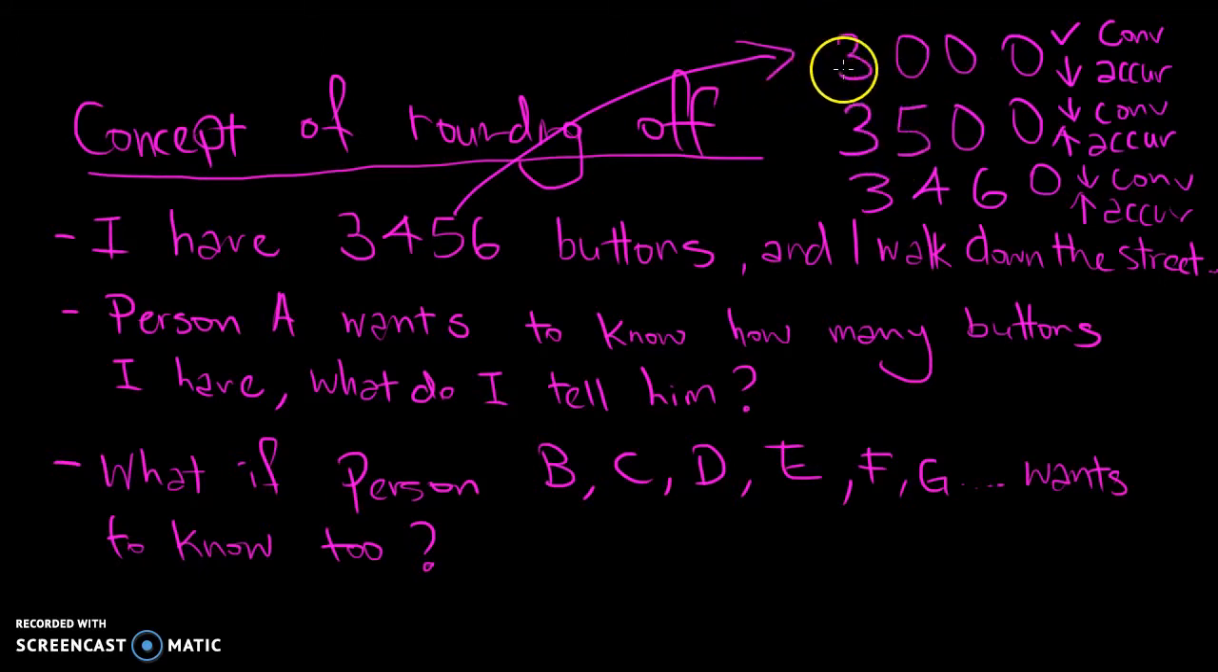Just a quick idea: when you round off to the nearest 1,000, you actually get this number. I haven't really explained the concept, but I just want you to have a brief idea of what it is. This number is rounded off to the nearest 1,000. This is rounded off to the nearest 100, and this is rounded off to the nearest 10. As you can see, if you round off to the nearest 10, it is less convenient but more accurate. And when you move towards rounding off to the nearest 1,000, it's more convenient and less accurate.